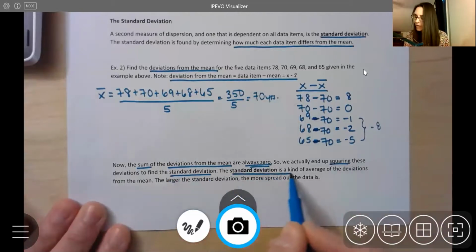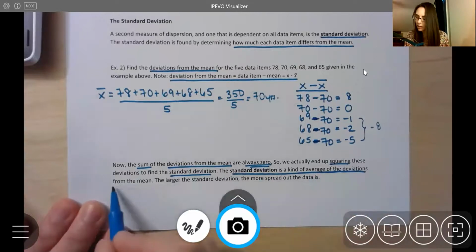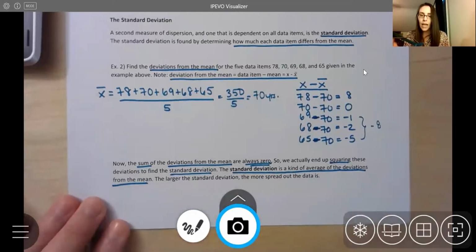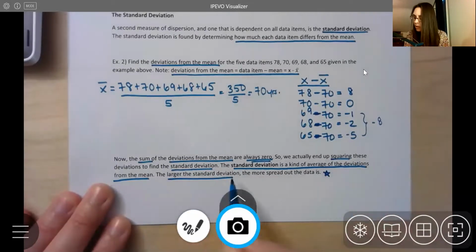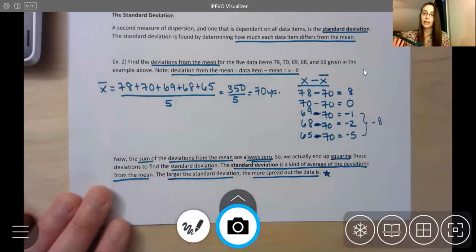So the standard deviation is a kind of average of the deviations from the mean. And what you want to know here, and this is important, is that the larger the standard deviation, the more spread out the data is.